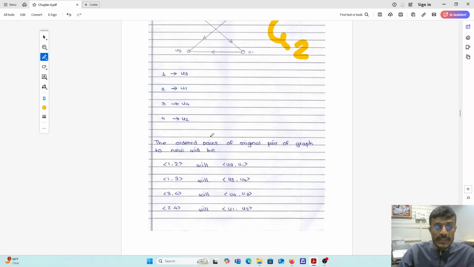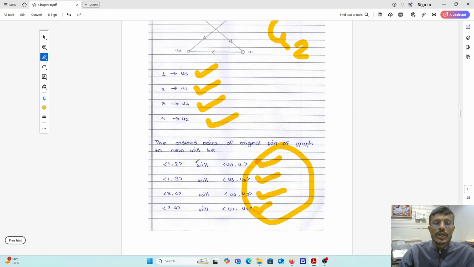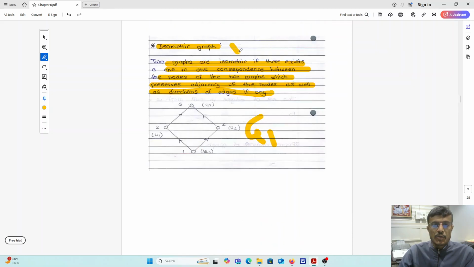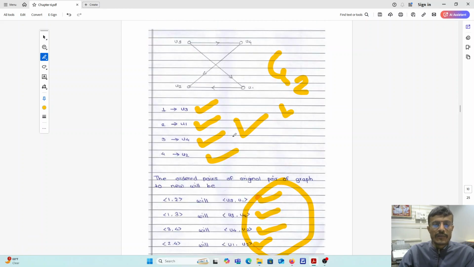V3, 1 is mapping with U3, 2 is mapping with U1, 3 is mapping with U4, and 4 is mapping with U2. And you can mention here ordered pair 1, 2 is mapped with U3, U1; 1, 3 is mapped with U3, U4; 3, 4 is mapped with V4, V2; and 2, 4 is mapped with V1, V2. So that is nothing but the 1 to 1 mapping between ordered pairs, 1 to 1 mapping between the nodes. Okay, so that's why G1 and this G2 are called isomorphic graphs or isomorphic of each other.